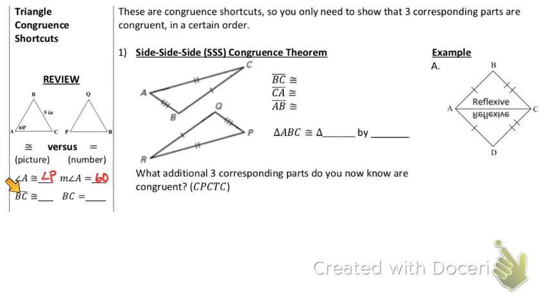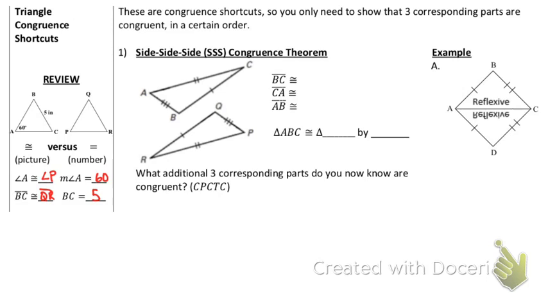Same thing here. I can say BC in the picture, so we're looking at side BC. Okay? I can say it's congruent to QR. But BC can never be equal to QR. What BC can be equal to is a number. Okay, so BC is equal to 5. So again, just a real quick review.